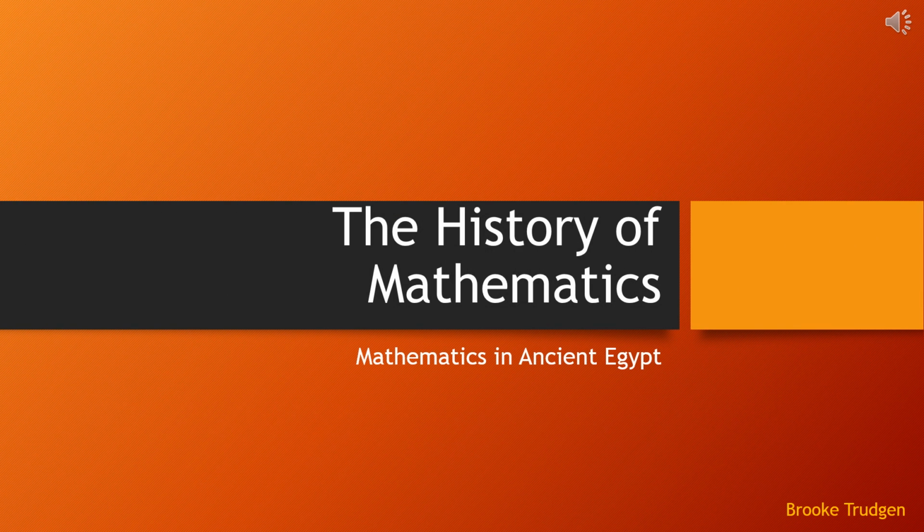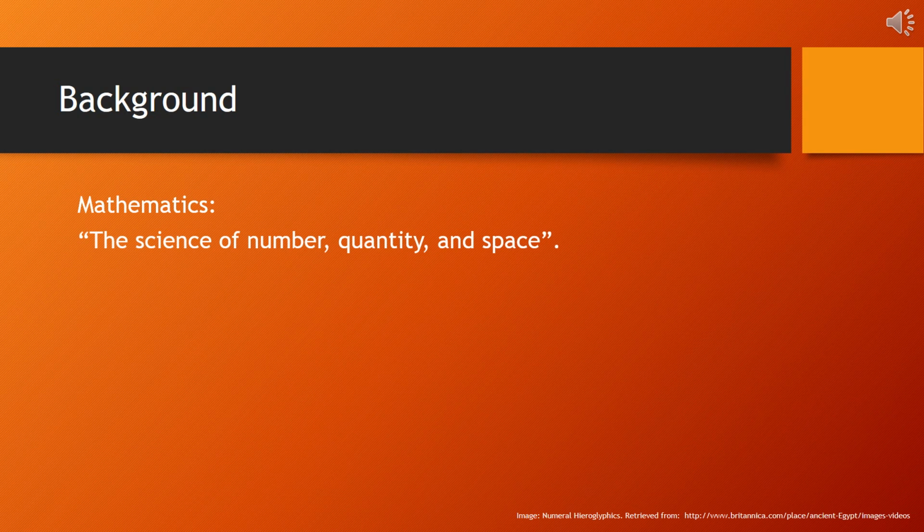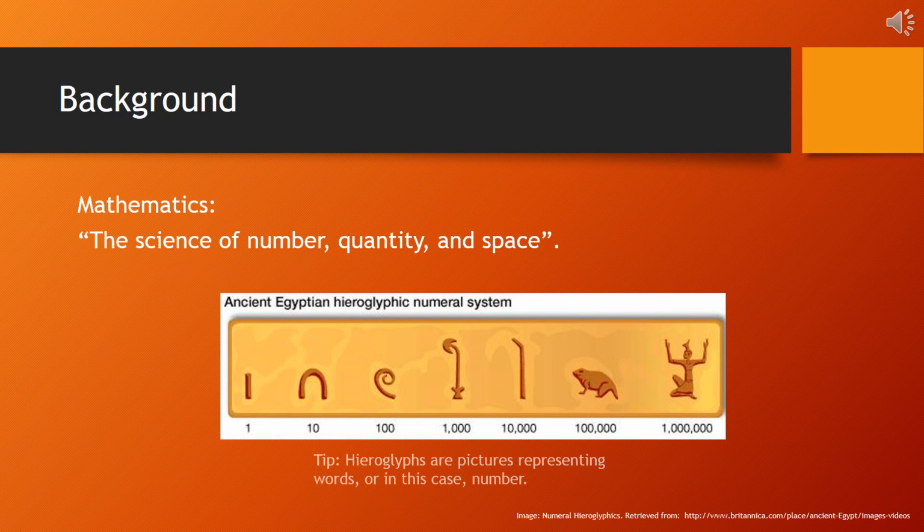The History of Mathematics: Mathematics in Ancient Egypt. The dictionary defines mathematics as the science of number, quantity, and space. The Egyptians established many of these mathematical aspects many centuries ago. Some of the most prominent of these systems were time, including calendars, number, including counting, and geometry.